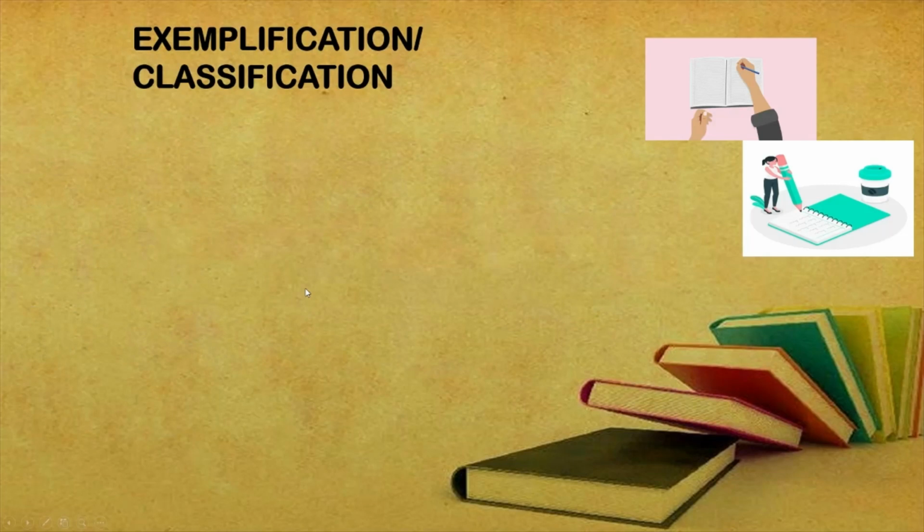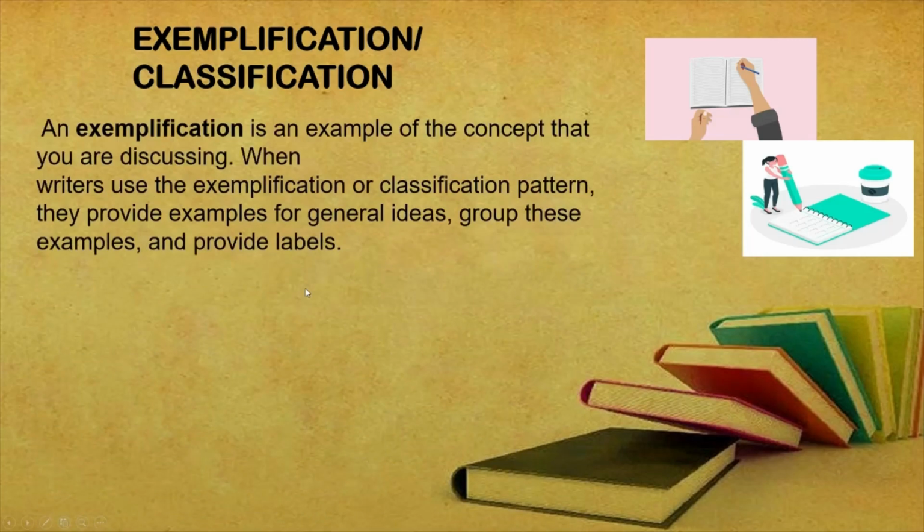Next is exemplification or classification. An exemplification is an example of the concept that you are discussing. When writers use the exemplification or classification pattern, they provide examples for general ideas, group these examples, and provide labels. Exemplification is one of the most common and effective ways to show or explain an idea or point.